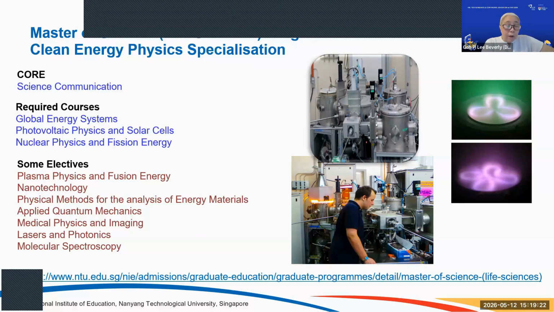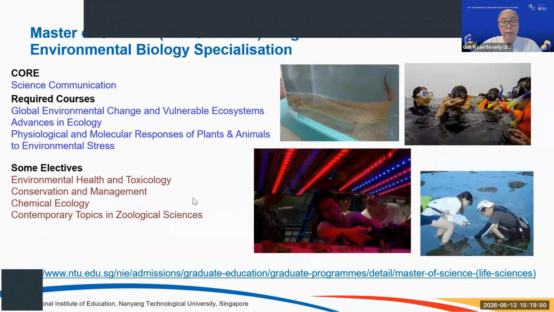Some of the electives that are offered in the clean energy physics specialization are plasma physics and fusion energy, nanotechnology, physical methods for the analysis of energy materials, applied quantum mechanics, medical physics and imaging, lasers and photonics, and molecular spectroscopy. All right, now let's look at the last specialization offered under this program, and that's the environmental biology specialization.